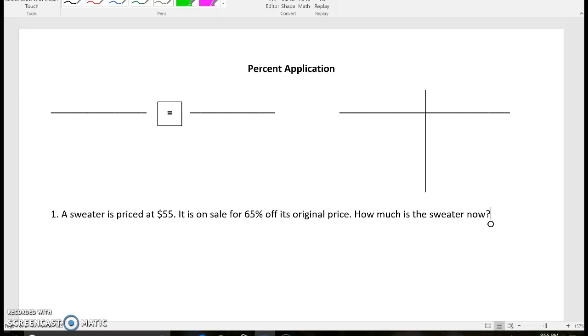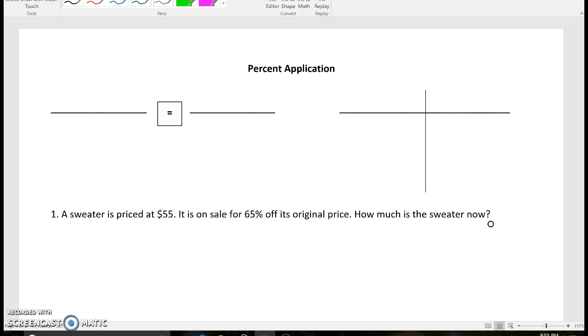Alright guys, today we're going to be talking about percent application. So we are going to be talking about shopping and prices and going out to dinner. Those are some of the situations in the real world that we use percent application.